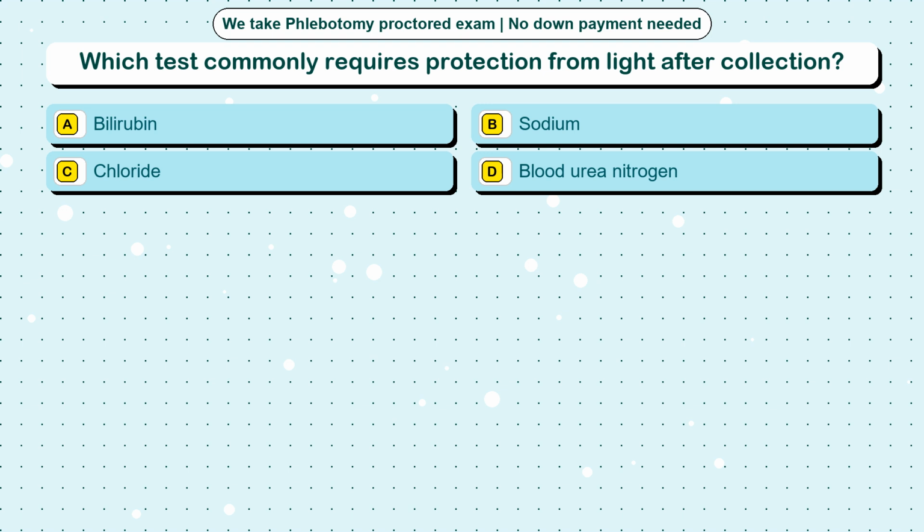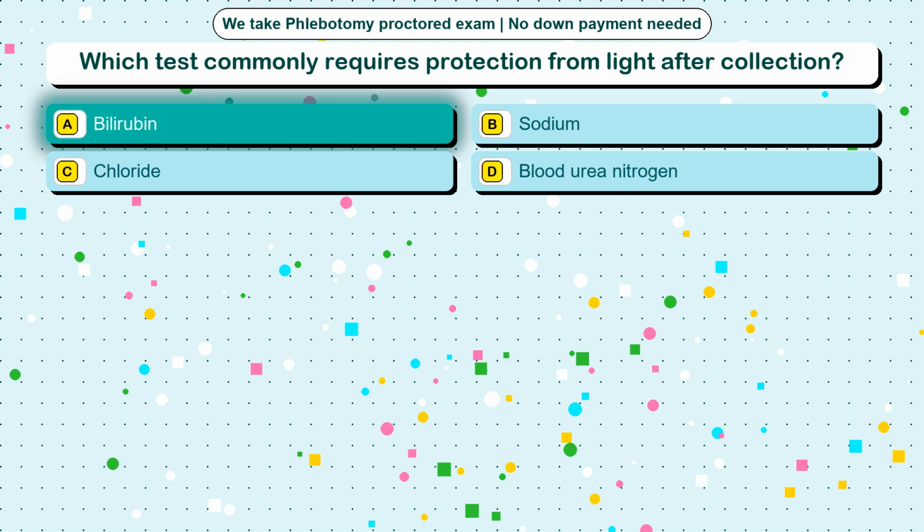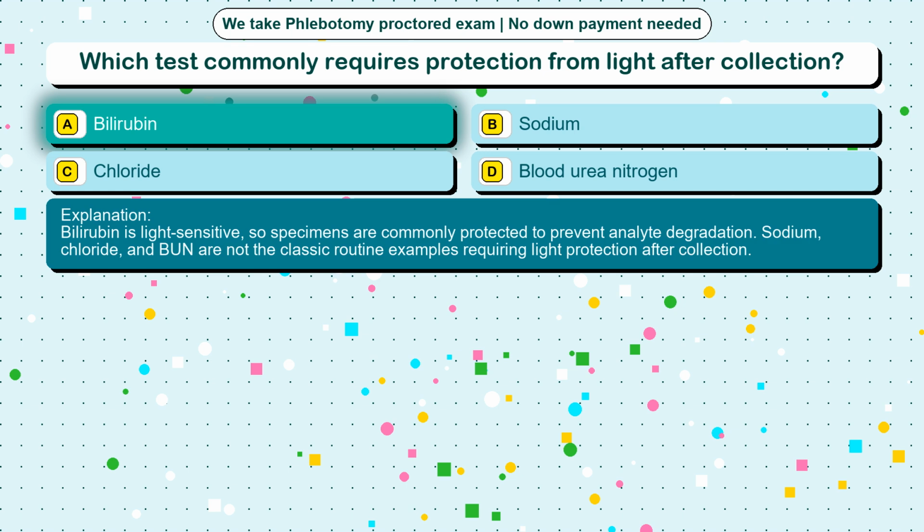Option A, bilirubin. Option B, sodium. Option C, chloride. Option D, blood urea nitrogen. The correct answer is option A, bilirubin. Bilirubin is light sensitive, so specimens are commonly protected to prevent analyte degradation. Sodium, chloride, and BUN are not the classic routine examples requiring light protection after collection.